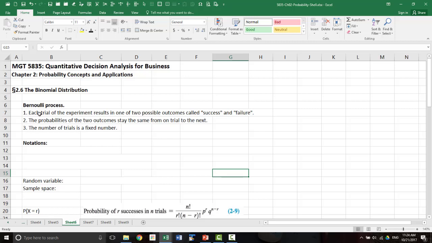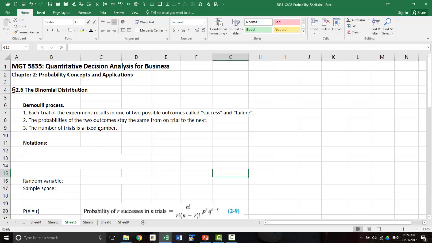Here are the three requirements of a Bernoulli process. Each trial results in two possible outcomes. They are generically called success and failure. The probabilities of the two outcomes stay the same trial after trial, that is, our statistically independent trials. And the number of trials is a fixed number.